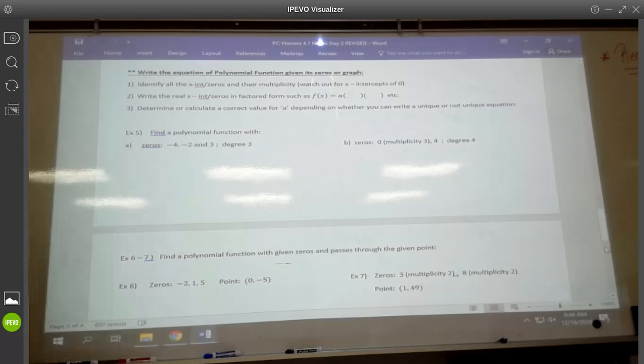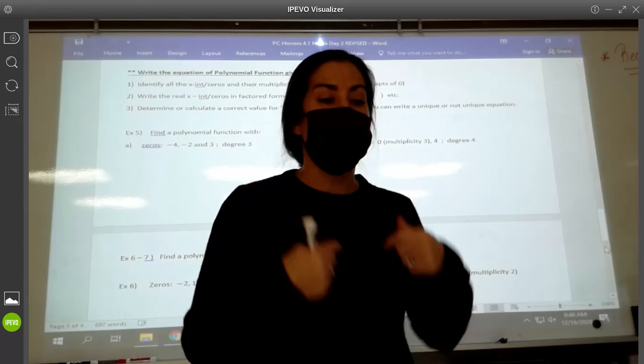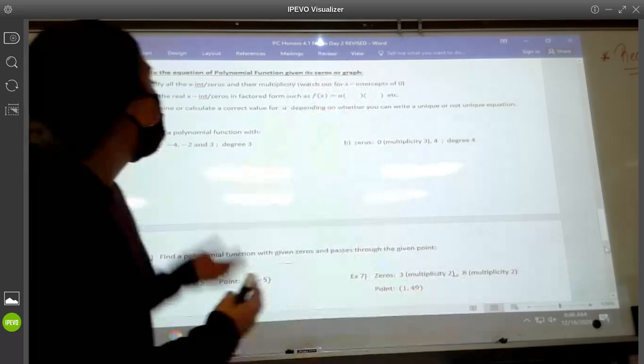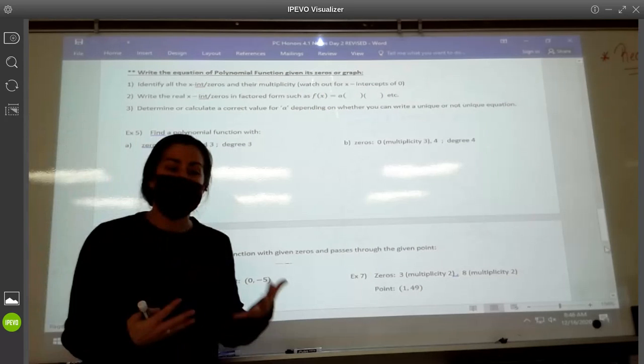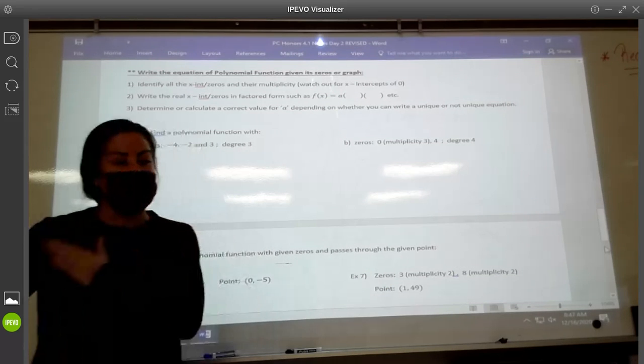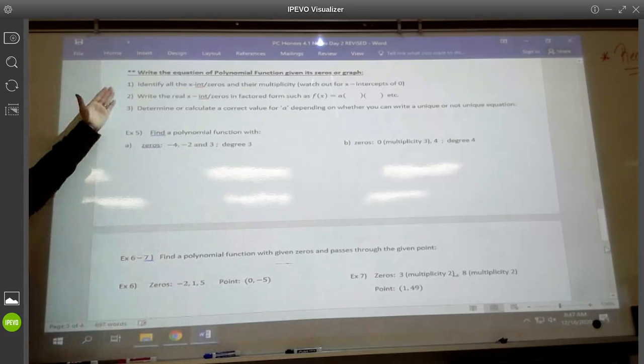Okay. So if you're not going to be asked to graph the polynomial in this section, they're going to ask you to write the equation of a polynomial function given certain information. Now, depending on how much information you're given, you can either write a unique equation or a non-unique one, and I'll explain the difference.